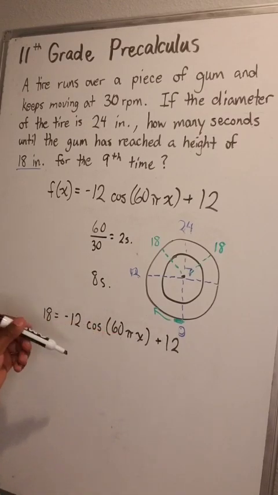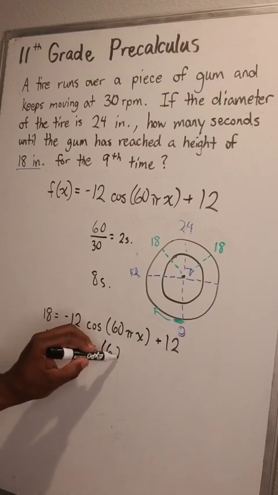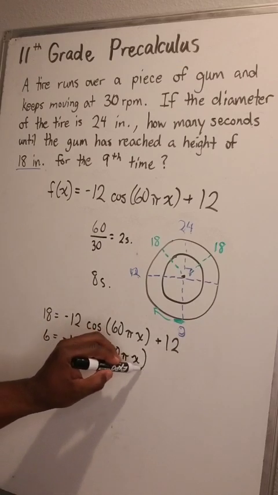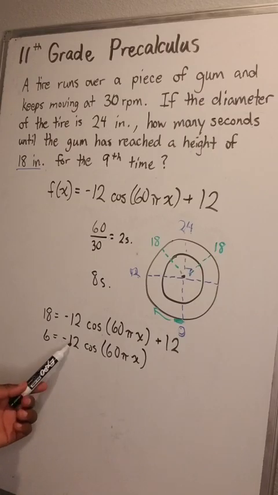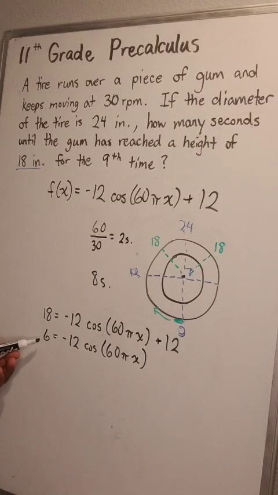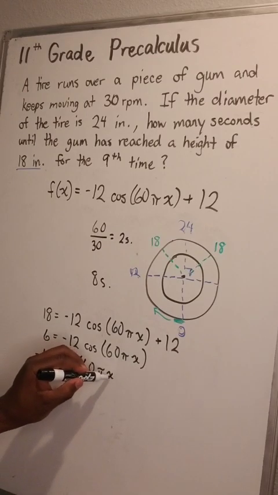So I'm going to subtract the 12 on the end from both sides. 18 minus 12 is 6. So now we have 6 equals negative 12 cosine of 60 pi x. Next, I'm going to divide both sides by the negative 12. 6 divided by negative 12 is the same as negative 1/2. So we'll have negative 1/2 equals the cosine of 60 pi x.